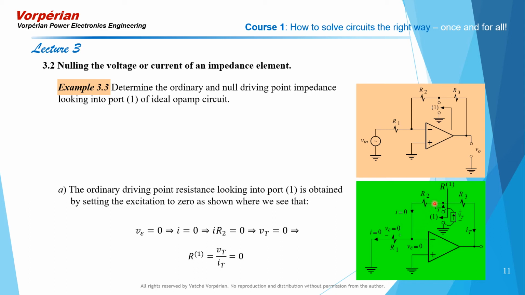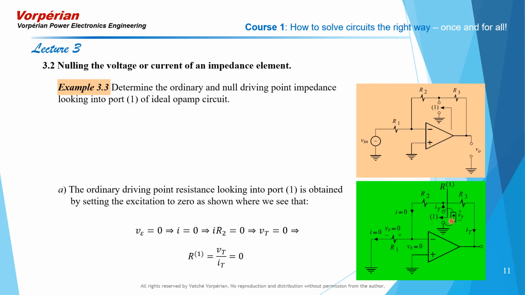That makes the total current coming out of resistor R2 into this node here 0. That brings this node here down to ground potential. No voltage across R2, no voltage across R1, and this point goes down to 0, and that sets VT equal to 0. And that will make the ordinary driving point impedance looking into port 1 equal to 0.